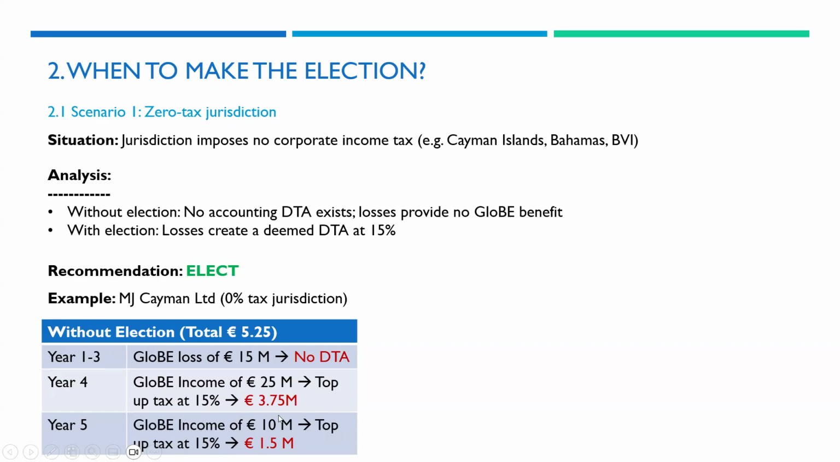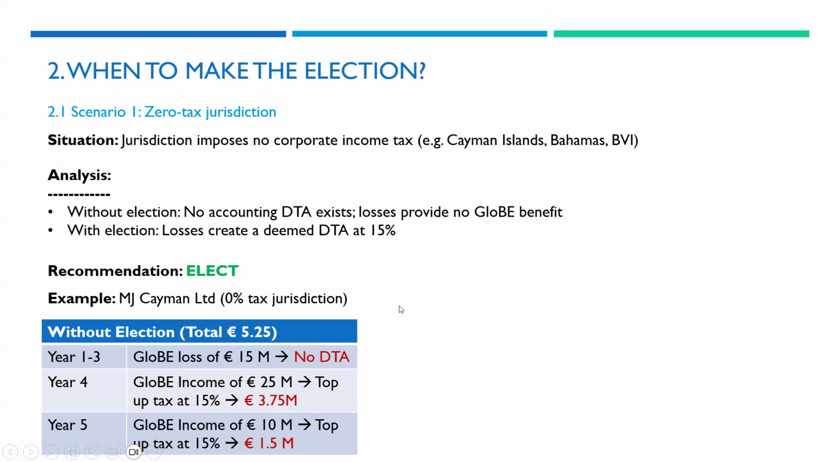Now, this is without election. So without election, whatever GloBE income is earned, you have to tax at 15%. So in such a scenario, what would be the total tax they will pay? 3.75 plus 1.5. So in 5 years, I will pay 5.25 million of taxes without the election. Is this table clear?